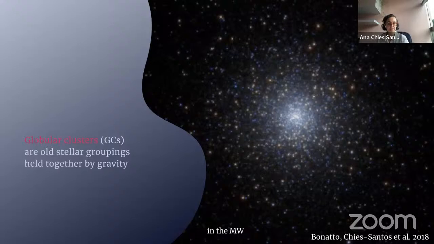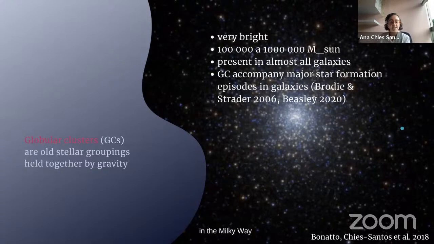So GCs are old stellar populations with ages reaching the age of the universe, held together by gravity. And here is one such object from our Milky Way named M15, which we worked quite a lot on. GCs are bright. They contain around 10 to the 5 stars. They're ubiquitous in most galaxies, and their formation accompanies major star formation episodes in their host galaxies.